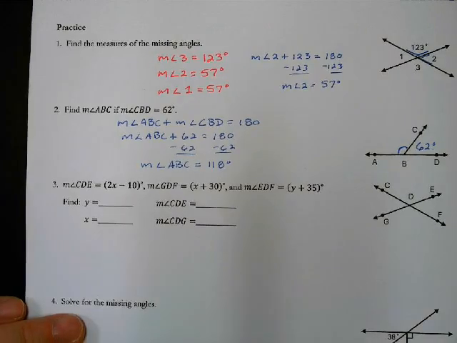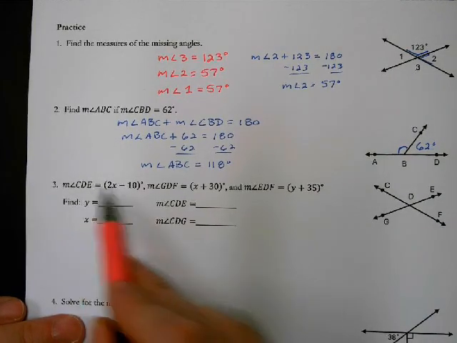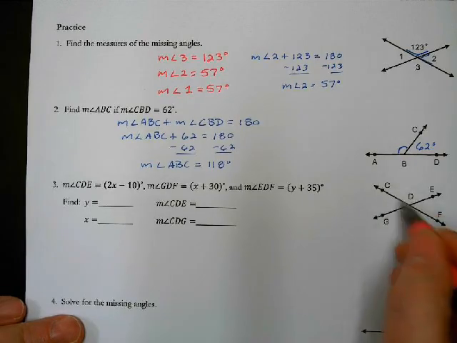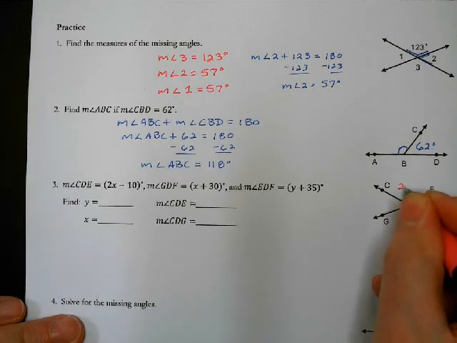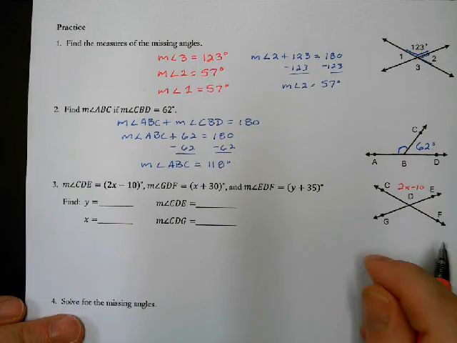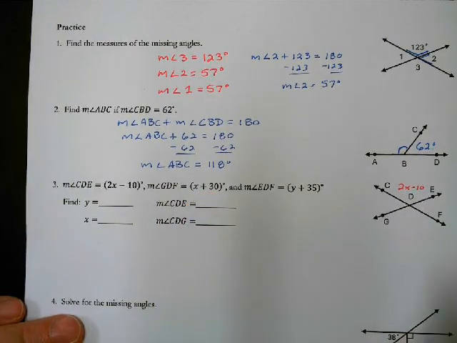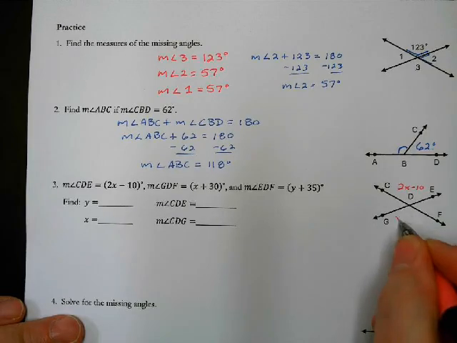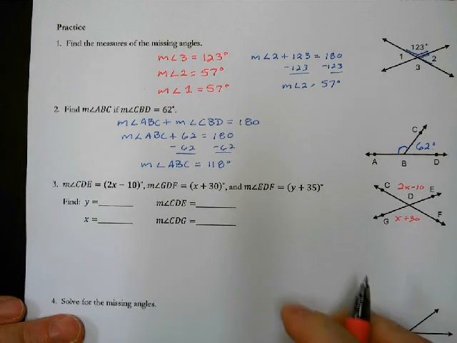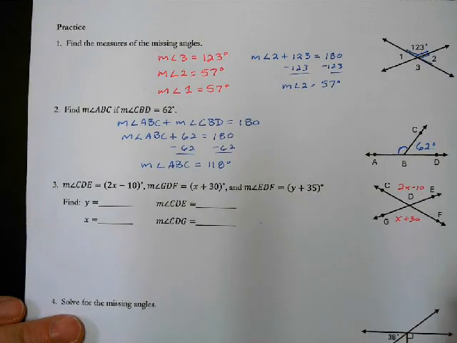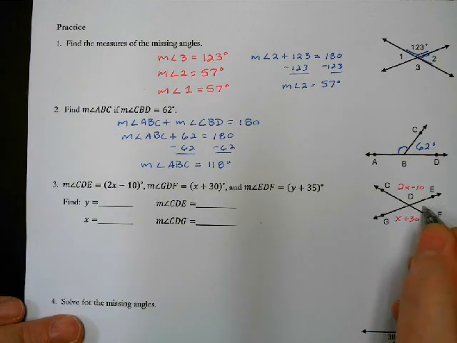Next one. So that CDE is 2x minus 10. GDF is x plus 30. And then EDF is y plus 35.